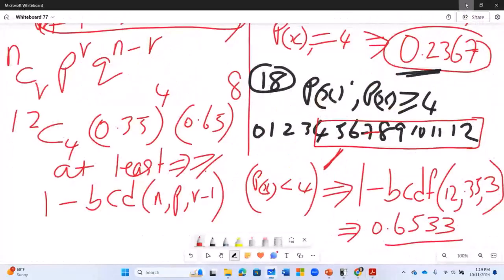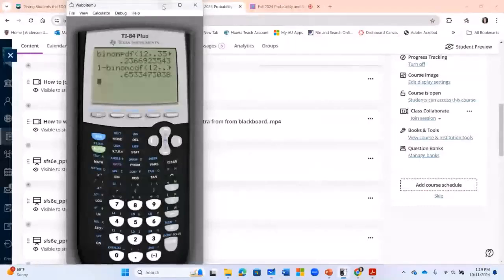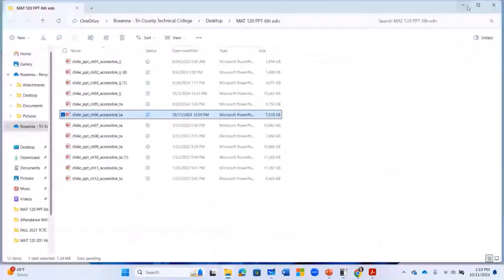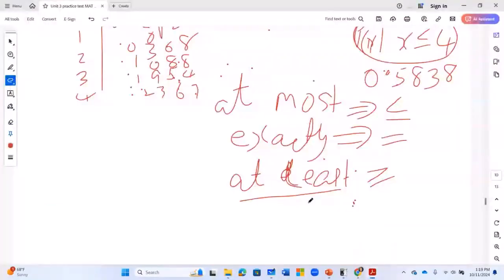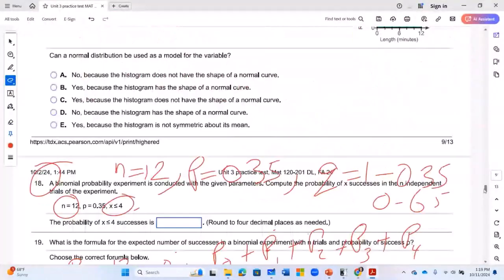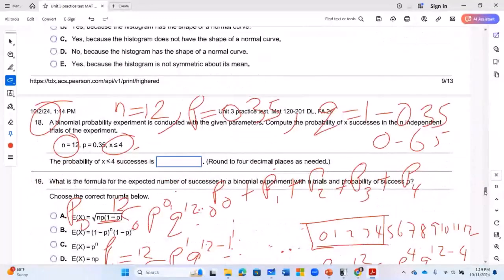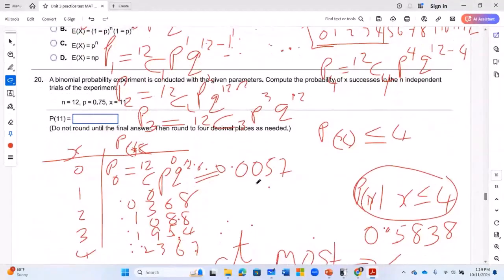So I'm going to clear because that's a whole lot of things there. But anyway, let's look at number 20. Number 20 has a sample space of 12, but the probability is 0.75. Success is 0.75. So everything is intact except that. So now I am going to ask 3 questions here.